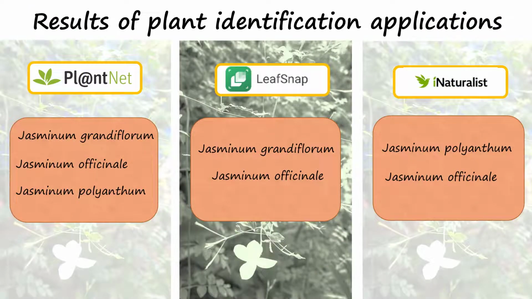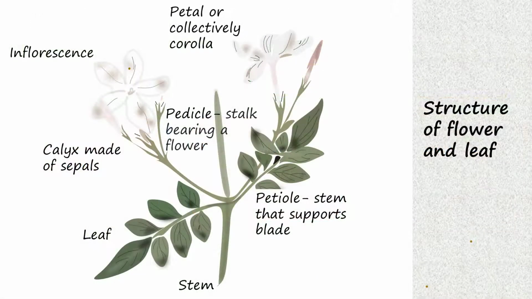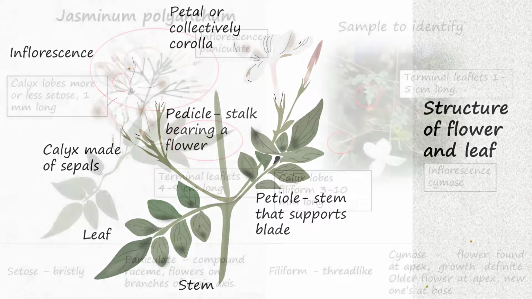The plant identification apps suggested the possible identity as either Jasminum grandiflorum, Jasminum officinale, or Jasminum polyanthum. So that will be the starting point for the search for this sample's identity. This attempt at identification will focus on the more apparent characteristics: the structure of the inflorescence, that is, the cluster of flowers on a branch, the structure of the flowers, including corolla and calyx, and the structure of the leaves.